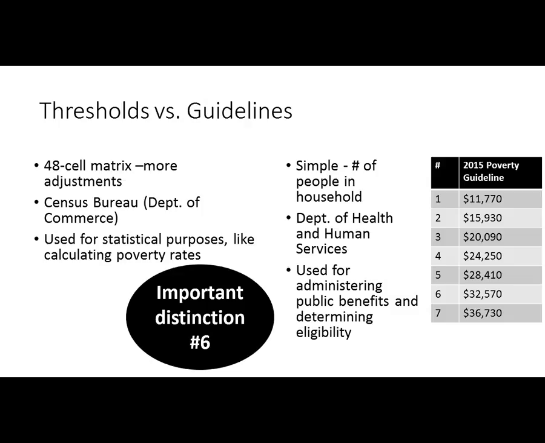Poverty guidelines are slightly different. They are set by the Department of Health and Human Services. They're not far off in terms of monetary amounts from the poverty thresholds, but they're a little bit simpler. They just take into account the number of people in the household. They don't take into account numbers of children, number of householders over 65. These guidelines are used for the purposes of administering public benefits and means-tested programs and determining whether households are eligible for public benefits. And we'll be learning much more about all of those programs in the next class.